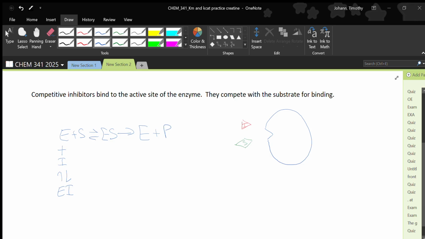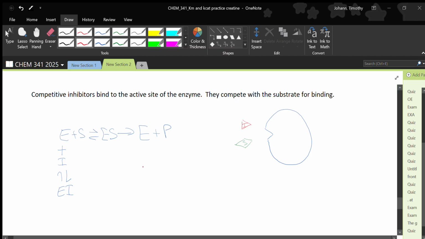But think about this in terms of Le Chatelier's principle. I've got enzyme, and it's got the choice of one of these things. If I add more inhibitor, what happens to my enzyme? Le Chatelier's principle. It's going to make more enzyme inhibitor complex. What happens if I add more substrate? I make more enzyme substrate and product. So what this means is we can use Le Chatelier's principle to understand how this works, and you can use it to overcome the inhibition in this case.